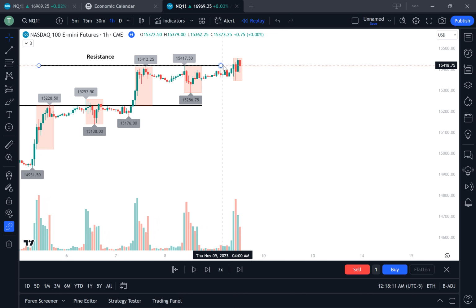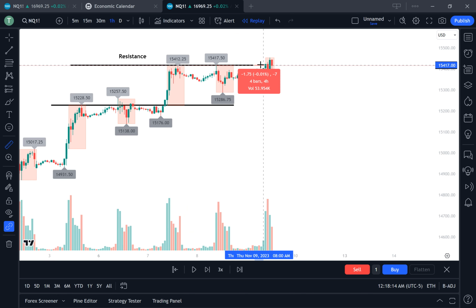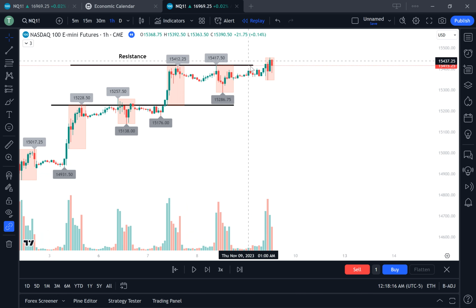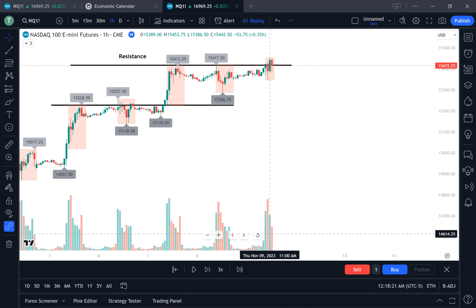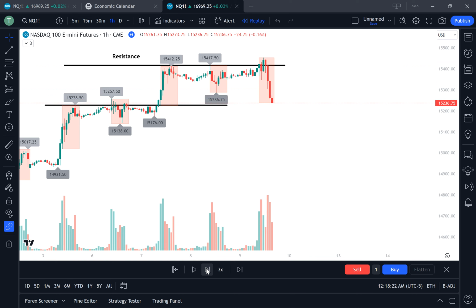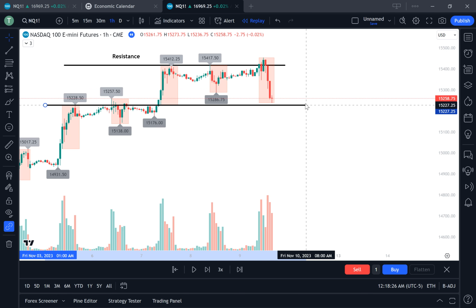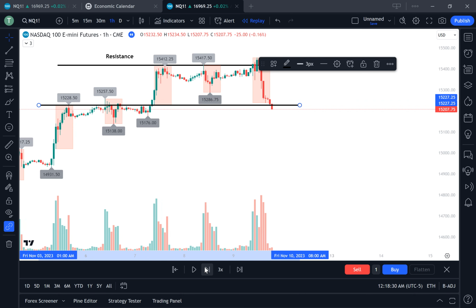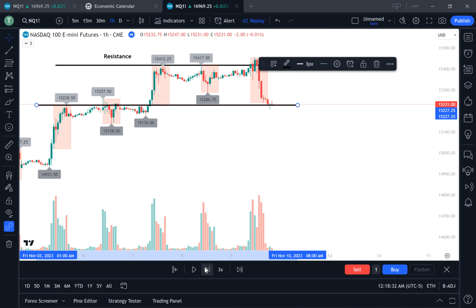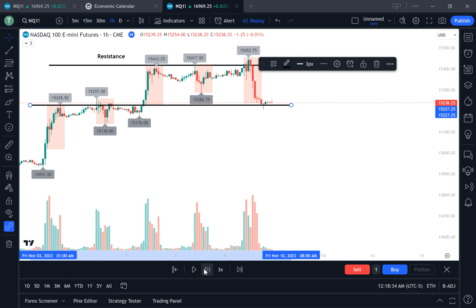Boom, and then price has broken this level. So do you see how price is slowly but surely making higher highs and moving up more and more? That is the most important part. So let's see, price is coming back down to this level of support now. So price has come down below this level.